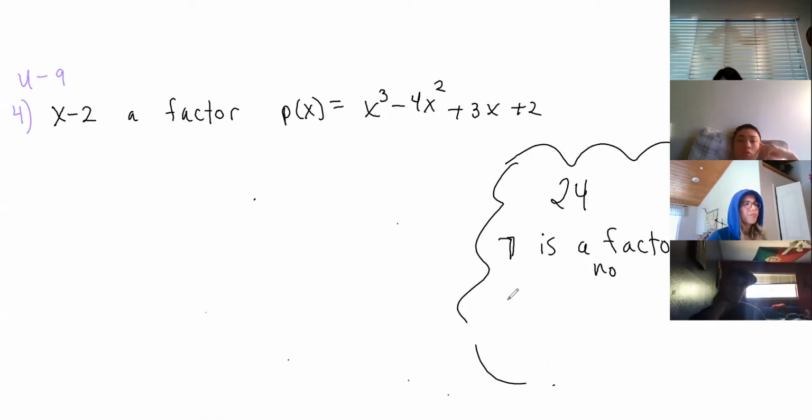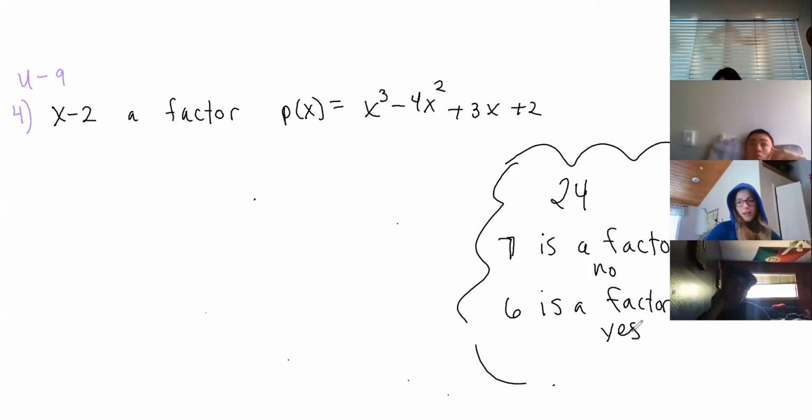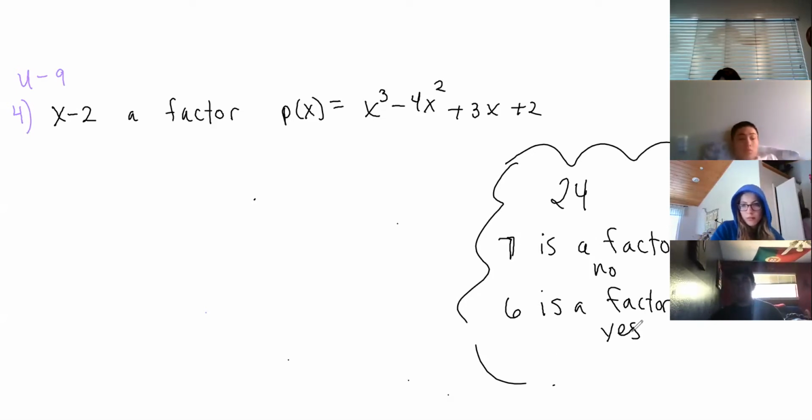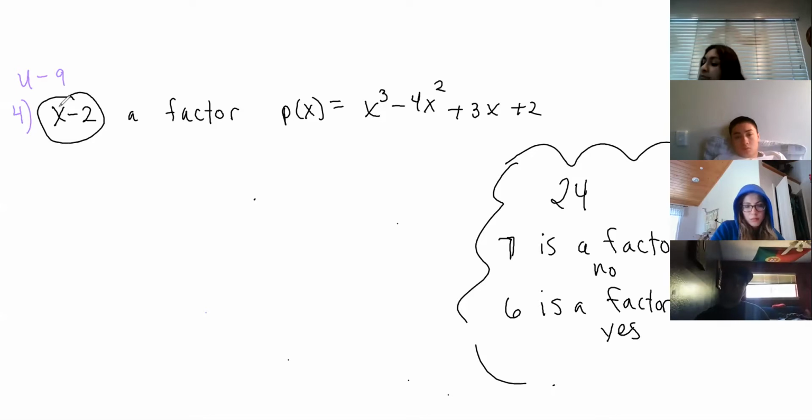So what about 6? Is 6 a factor? Yes, because when you divide by 6, you get a remainder of 0, it divides in evenly. So the same thing is true here. You have 2 choices. You could do long division and see what your remainder is, or since it's x minus 2 and not an x squared or x cubed, you can do synthetic division, which is a little bit easier. Same thing, we want the remainder to be 0.